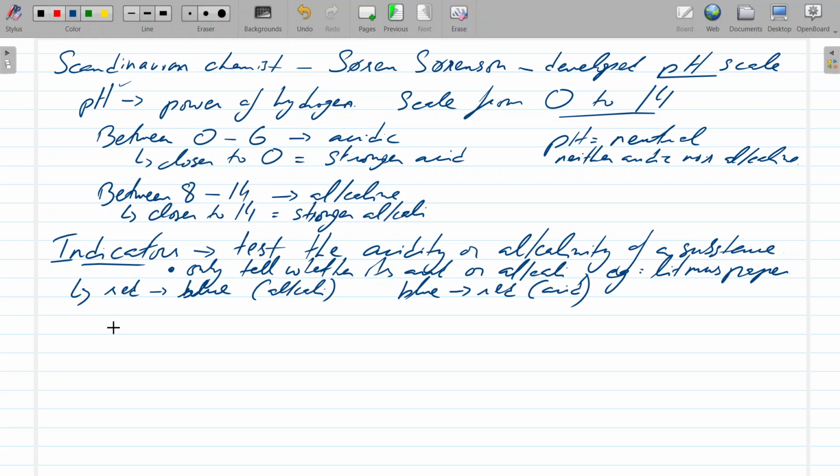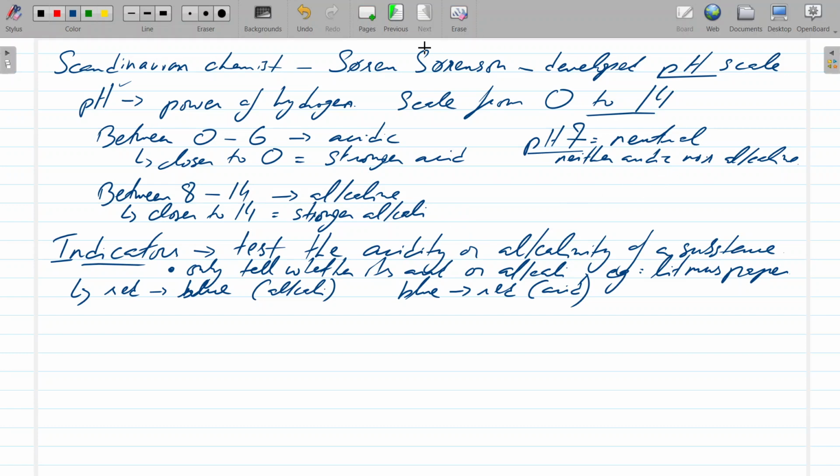I have a question. If 0 to 6 is acidic and 8 to 14 is alkaline, then what's 7? It's neutral. Oh, I didn't write the number here. pH 7 is neutral.